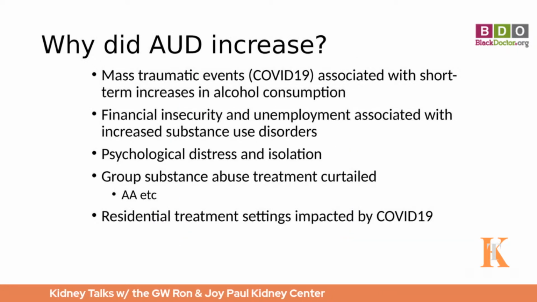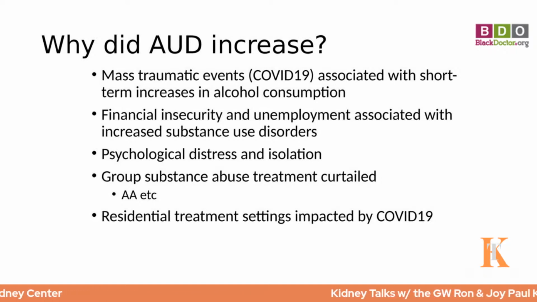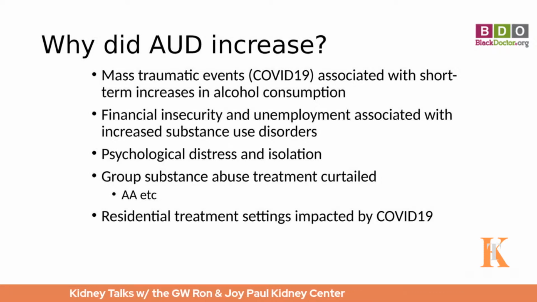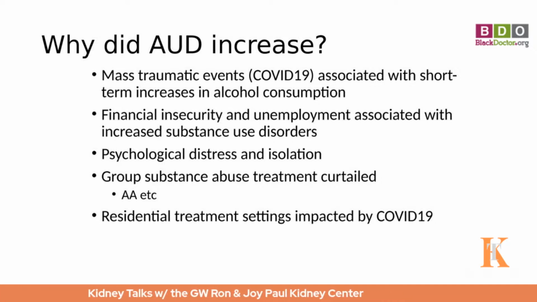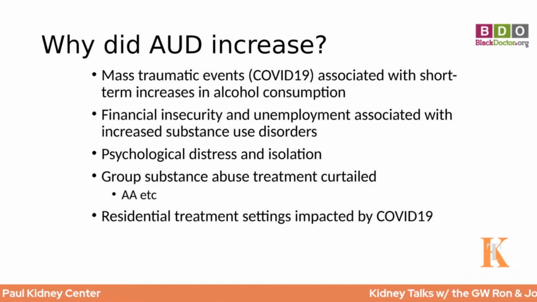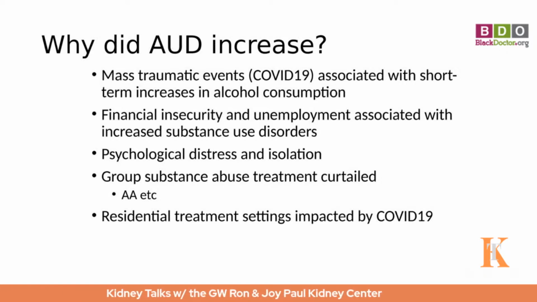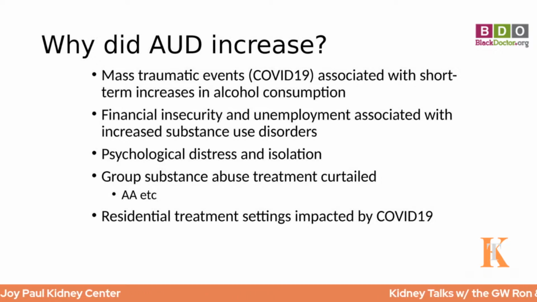We were talking about why alcohol use disorder increased over the last several years. Well, there was a mass traumatic event. I think we all remember COVID-19, even if we want to forget it. It increased short-term alcohol use. There was a lot of financial insecurity, unemployment, and we know that increases substance use disorders. There was psychological distress and isolation. A lot of group therapies like AA couldn't meet in person because we were all socially distancing. And certain residential treatments and inpatient rehabs that people would want to go to were closed because of COVID.